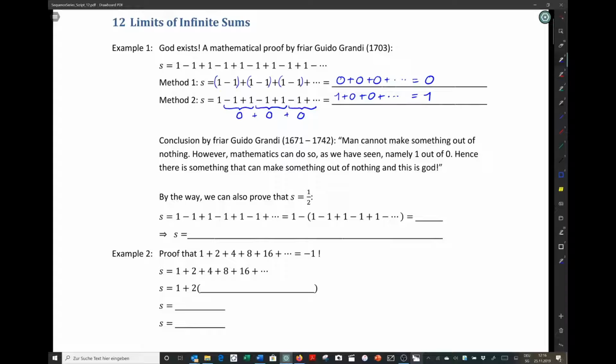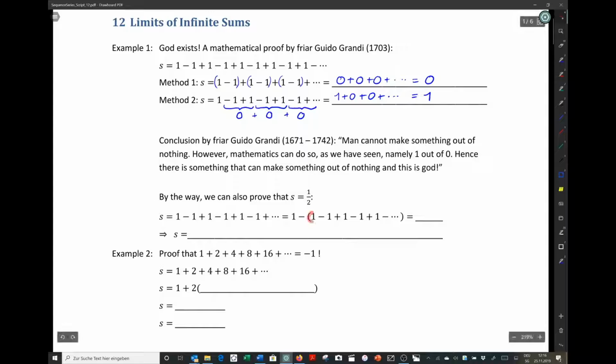Well, I leave it up to you how convincing you find this proof of the existence of God, but let us continue now and let us show that we can also prove that S is 1/2 additionally. The idea is that we factor out the minus 1 for this part here. So we get 1 minus, and then this becomes 1 minus 1 plus 1 minus 1. So that's what we see here.